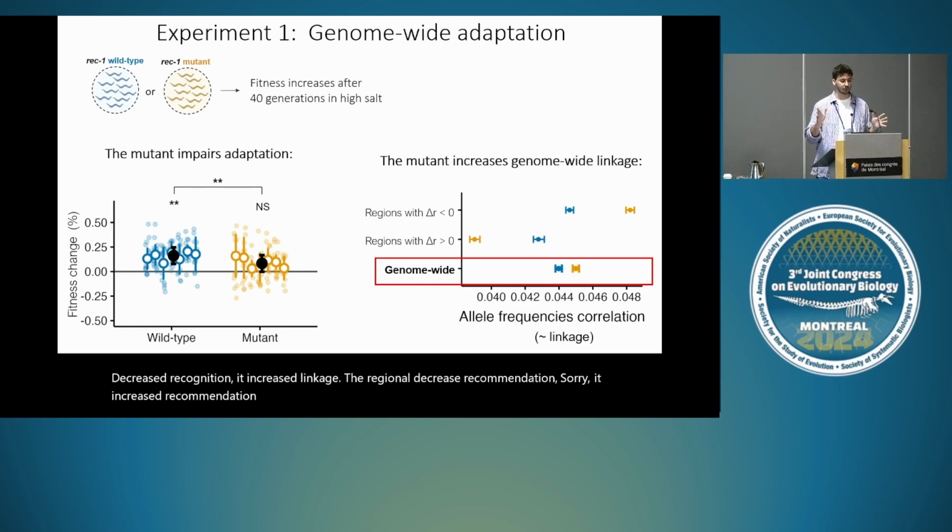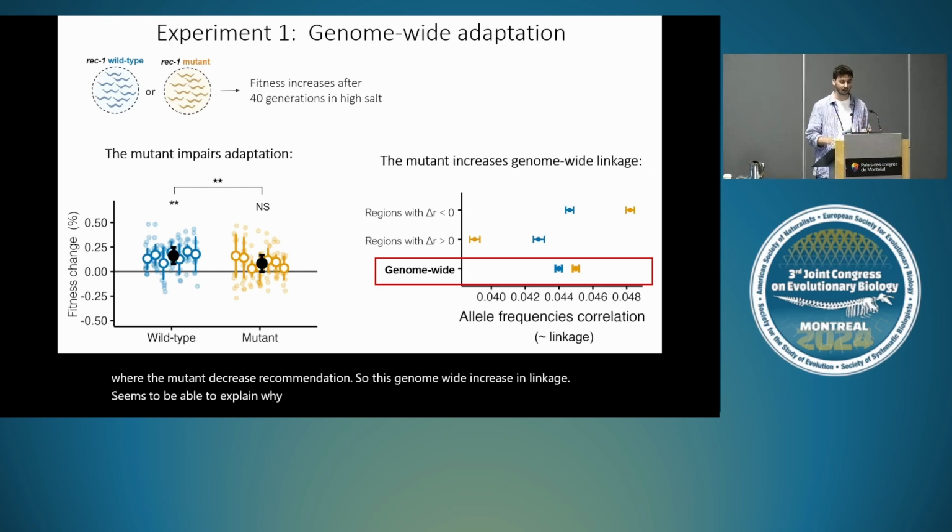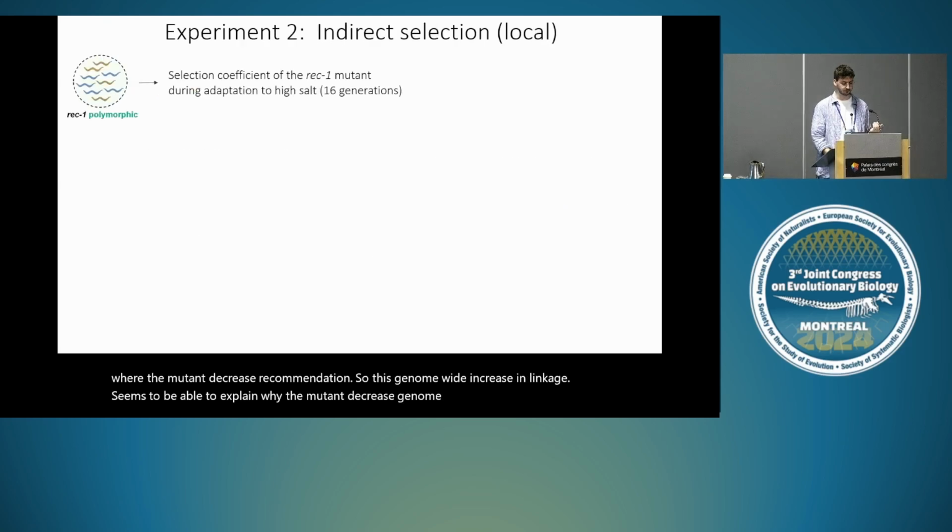But what is most interesting is that if we look genome-wide, we see that the mutant increases linkage disequilibrium, because again, most of the genetic diversity is where the mutant decreases recombination. So this genome-wide increase in linkage seems to be able to explain why the mutant decreases genome-wide adaptation.